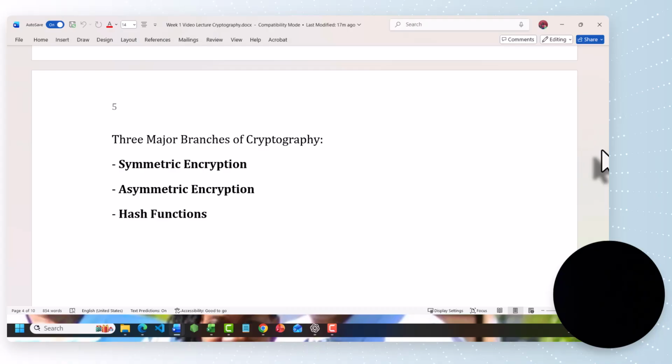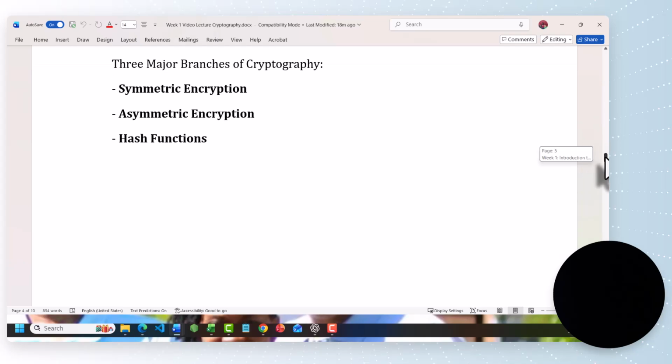Three major branches of cryptography: symmetric encryption, asymmetric encryption, and hash functions. Everything that we're going to talk about is going to fall into one of those three categories as far as the branches of cryptography.